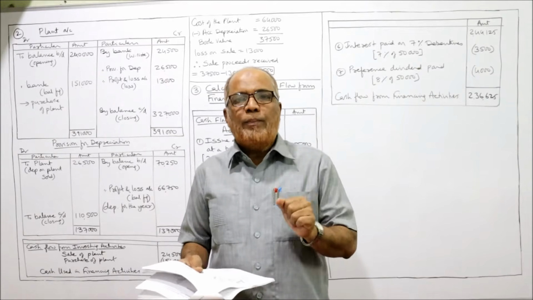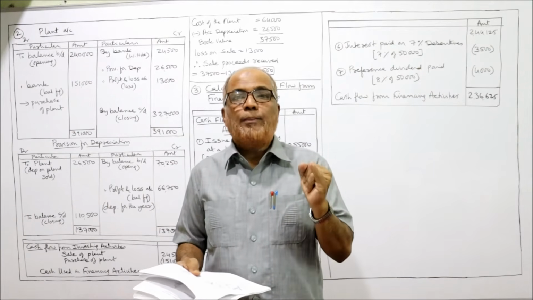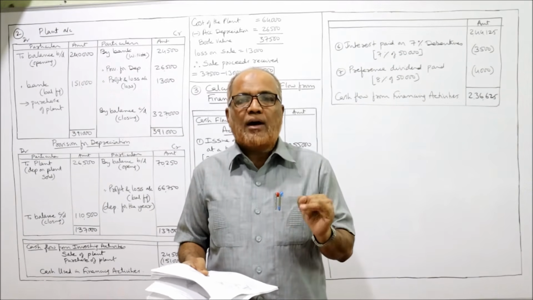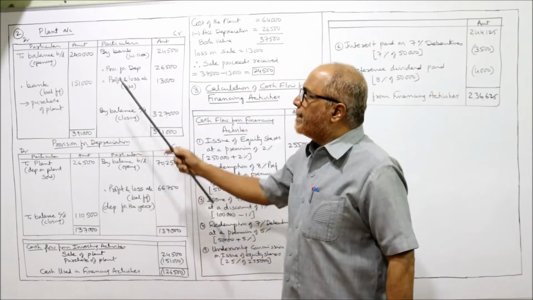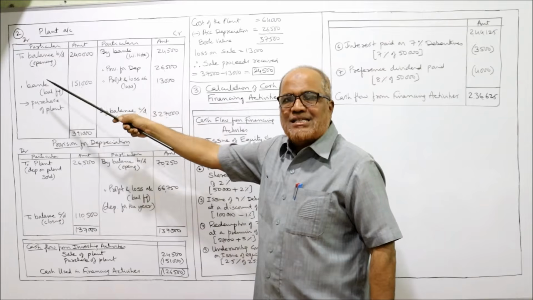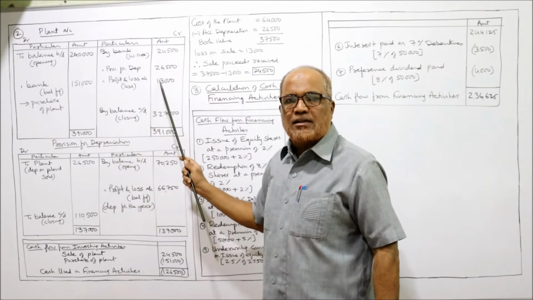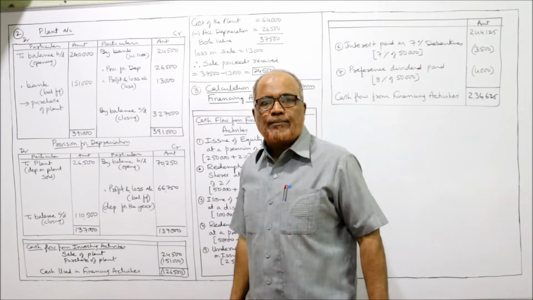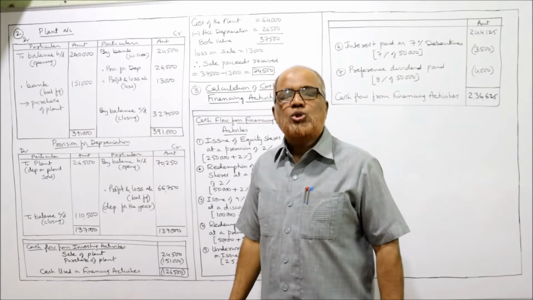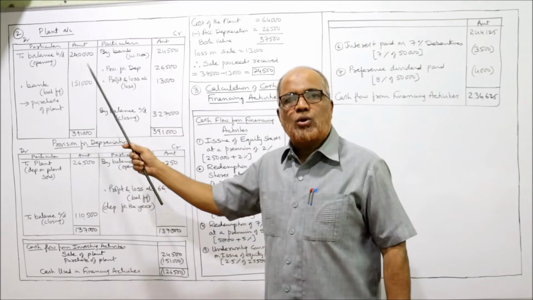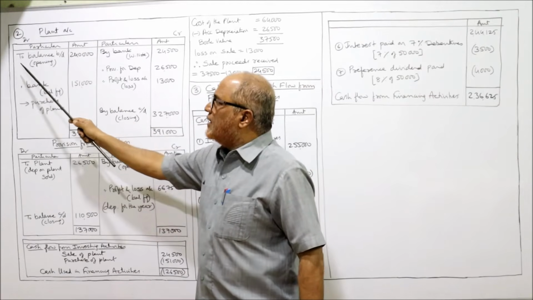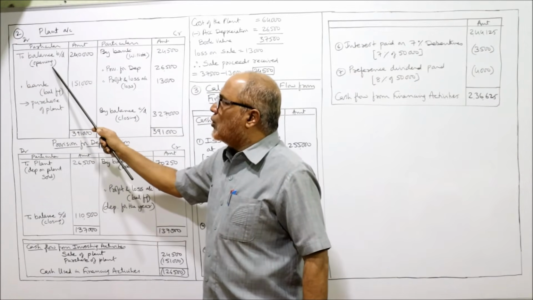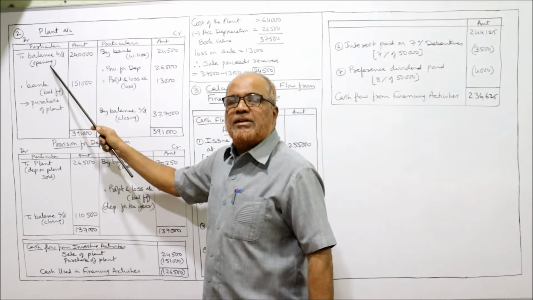So we will open two accounts: one, plant account, and one more, provision for depreciation account. Now see here carefully. Plant account is a ledger account with debit side and credit side. Plant is an asset, so the opening balance goes on the debit side, and the closing balance on the credit side. The opening balance, balance brought down, is on the debit side. Opening means last year.